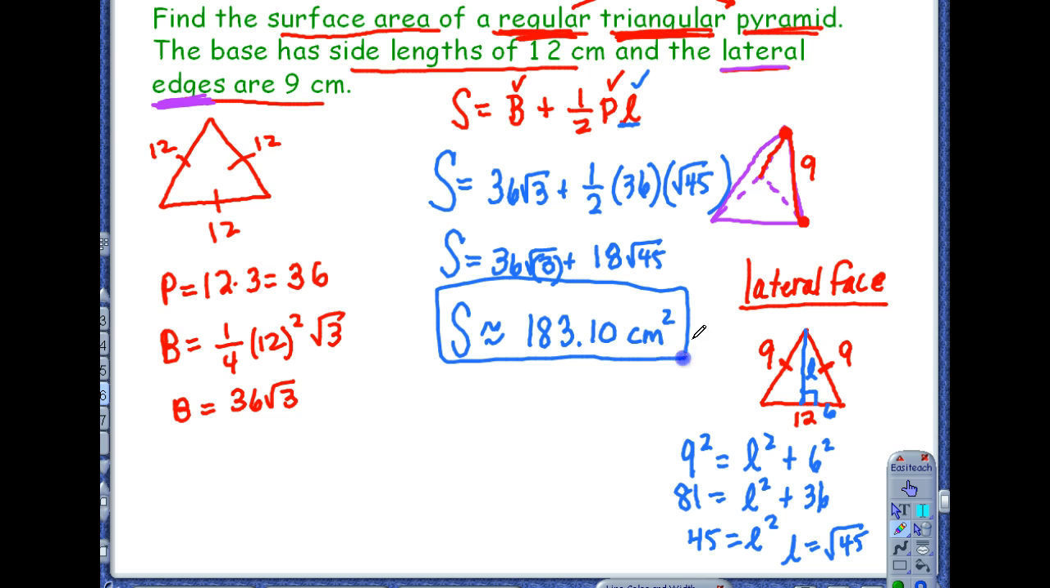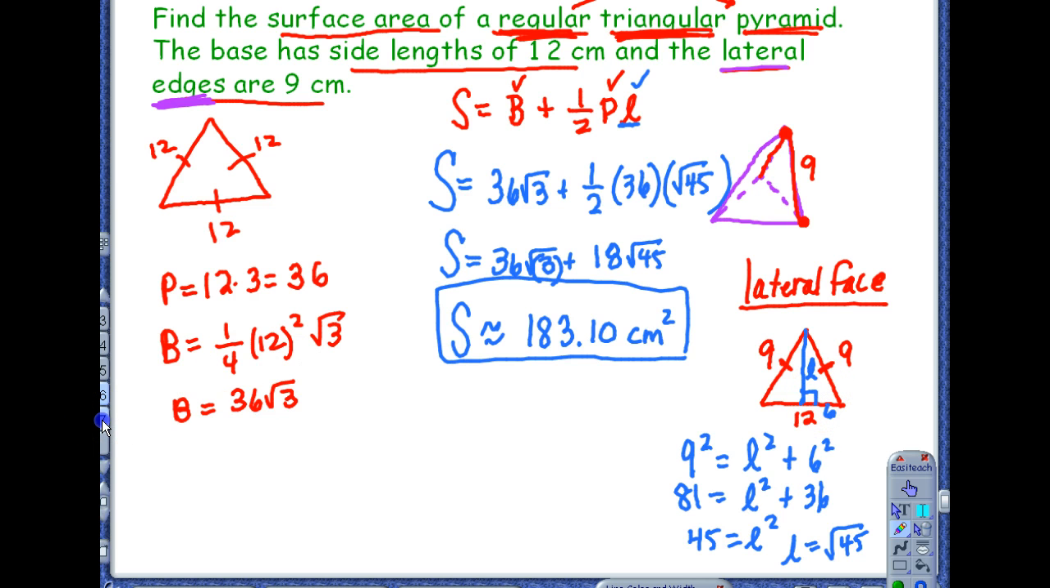So this one is a little bit more involved because they didn't give you the slant height and they didn't give you the height. When they give you the lateral edge, you really have to think, what does that mean? And draw a visual. Guys, I know I've been stressing to my students, draw the base, draw different things so you can see it better.